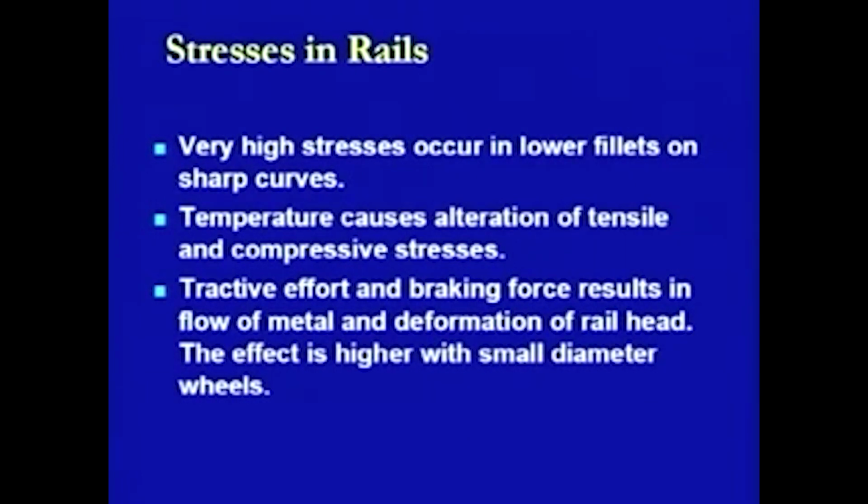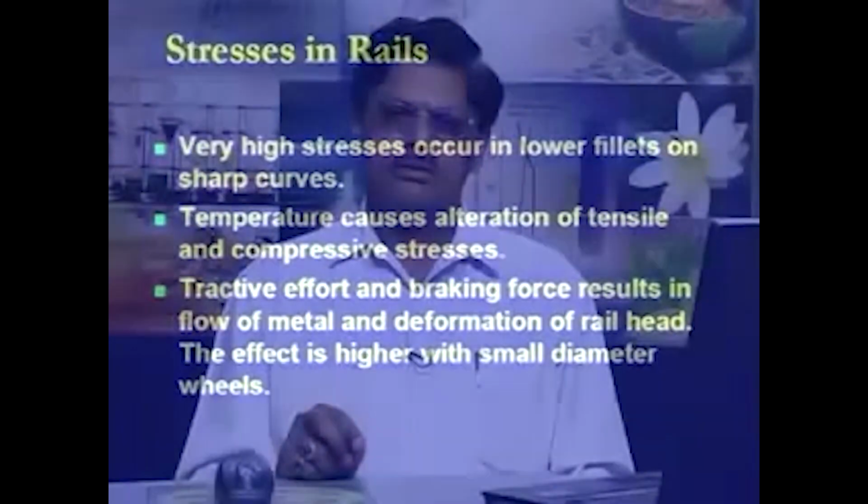The effect is higher with small diameter wheels because of the continuous rubbing action, because of the point which has got heated. If the diameter is less, that point comes in a repetitive form again and again before it gets cooled off, and due to that reason the amount of energy dissipation will remain at a higher level throughout the time period. And obviously when this is happening, more flow of the metal or deformation of the rail head will take place.